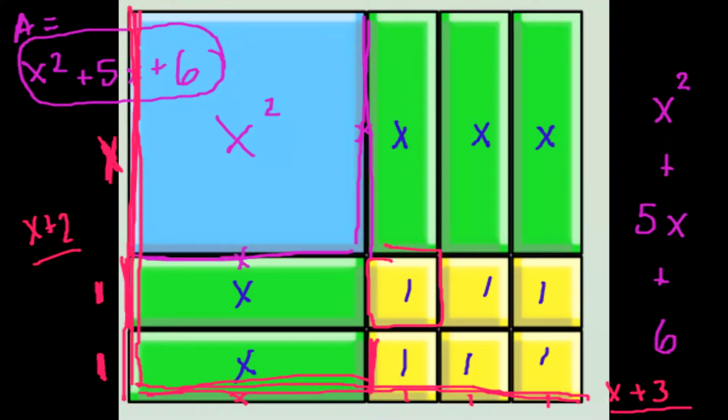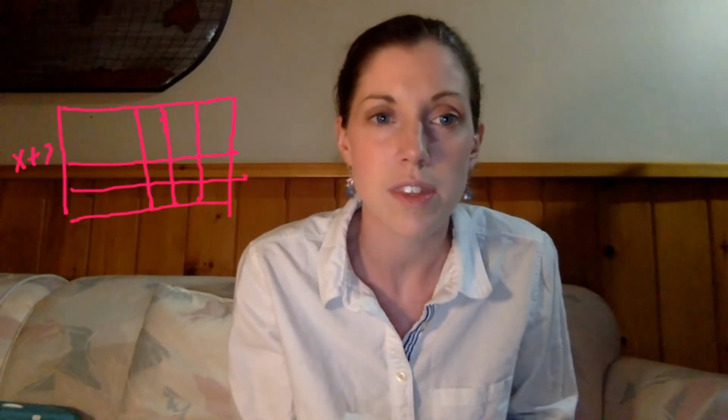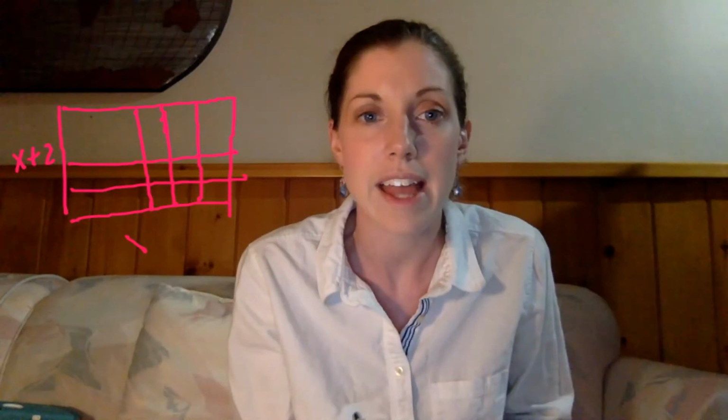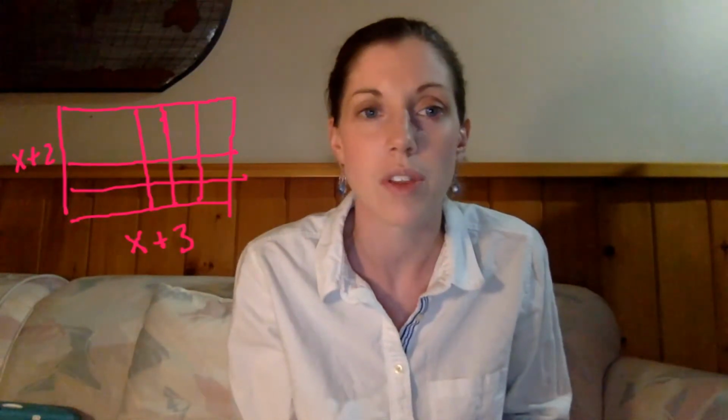So what I found, and I'm just going to, actually I'll draw it up here so I can talk at you and point at the same time. So this is my interpretation here of our squares. All right, so we have x plus 2 as the dimension on the left, and we decided that x plus 3 was the dimension along the bottom.